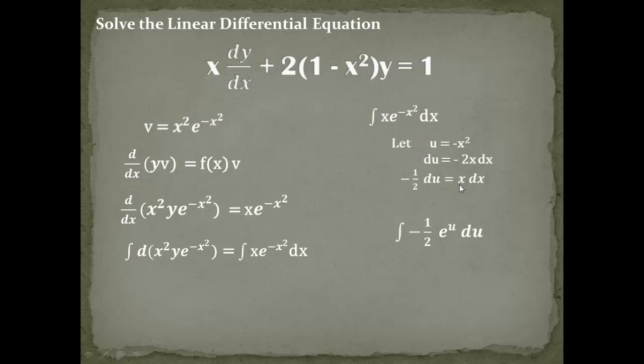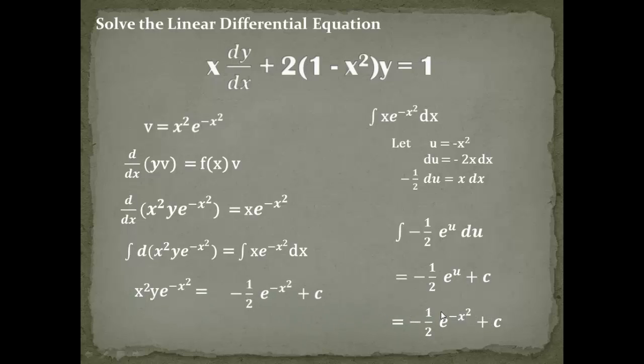Substituting this u is equal to negative x squared to this equation, we have the integral of negative 1/2 e to the u du. Simplifying the integral, we have negative 1/2 e to the u plus c. Simplifying it furthermore, and we return the value of u to x, and that's why we have negative 1/2 e to the negative x squared plus c.